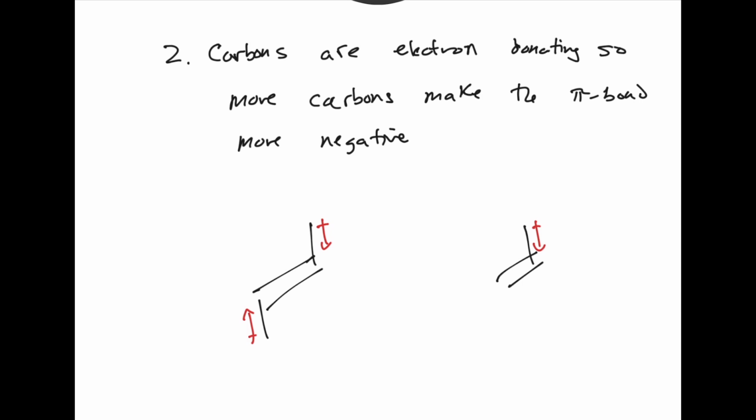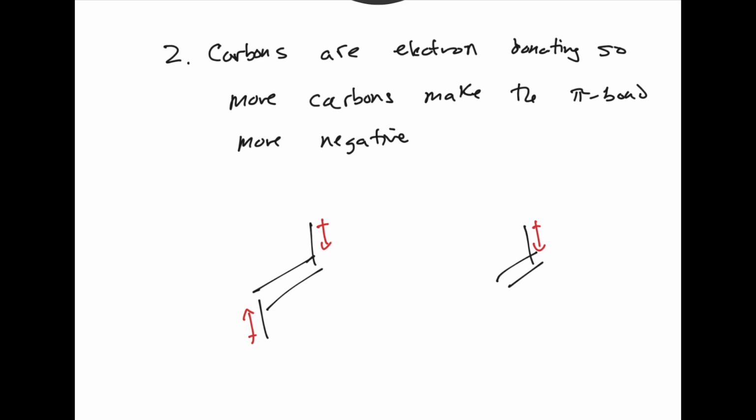So that pi bond becomes a little bit more negative and is a little bit more likely to go add to something that is positive because it has these carbons giving it electrons. Where if you have a monosubstituted double bond, you only have one carbon giving that double bond electrons. So it's a little bit less negative, thus less willing to go add to something that is positive. So the more carbons you bond to your double bond, the more electron density that double bond has, and the easier it is for it to go out and add to something. That make sense? So those are the two things.